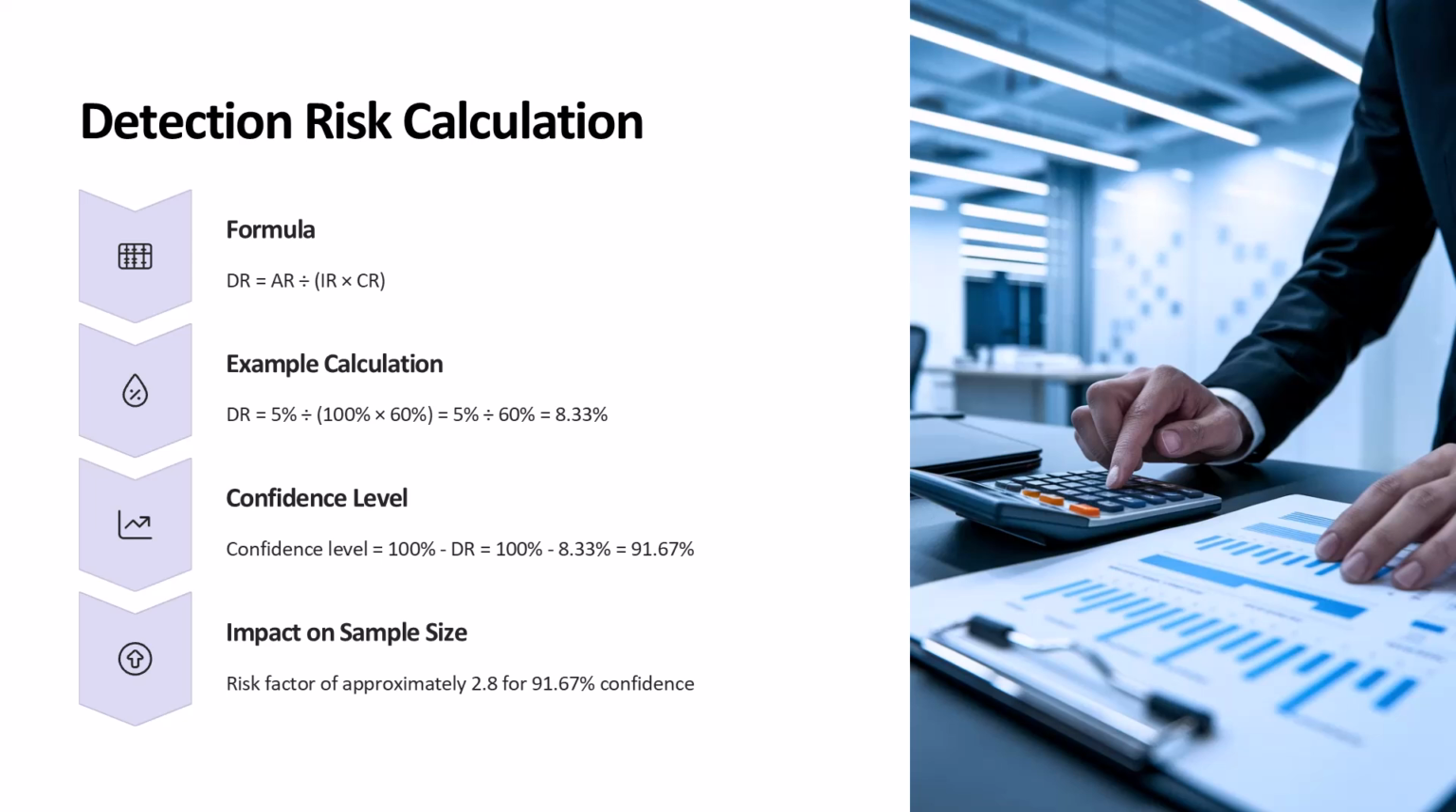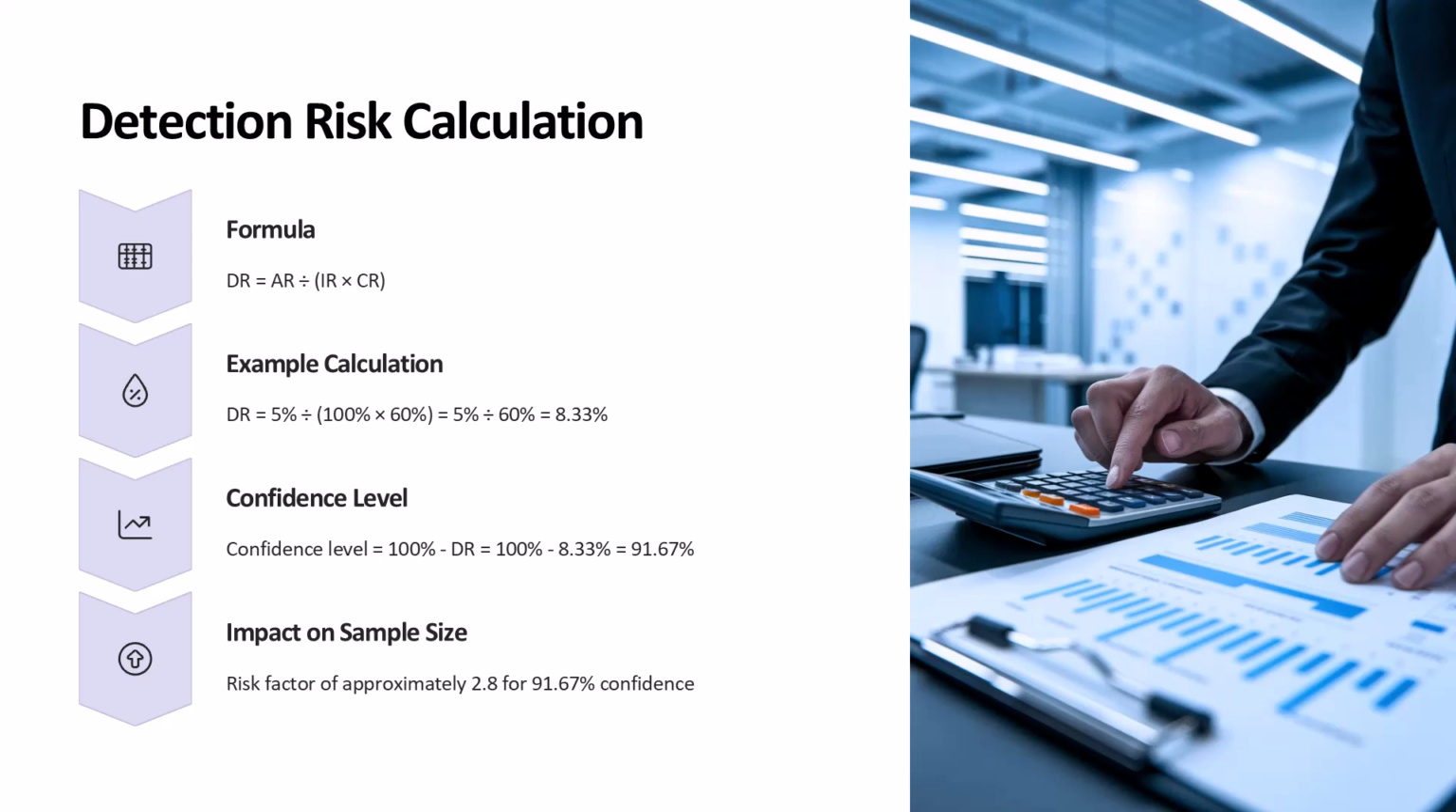If we interpolate between a 90% risk factor, 2.31, and a 95% risk factor, 3.00, we get approximately 2.8 for 91.67% confidence. This demonstrates the direct mathematical relationship between your risk assessments and your sample sizes. If you were able to assess control risk at 40% instead of 60%, perhaps after testing controls and finding them effective, your detection risk would increase to 12.5%, reducing your required confidence level to 87.5%, and shrinking your sample size by about 20%.